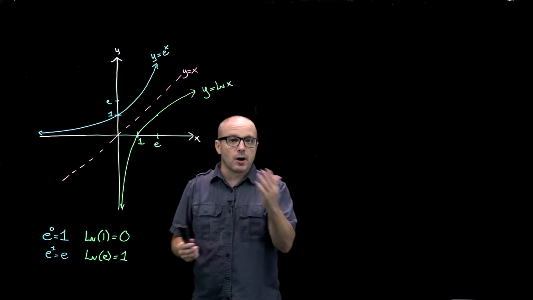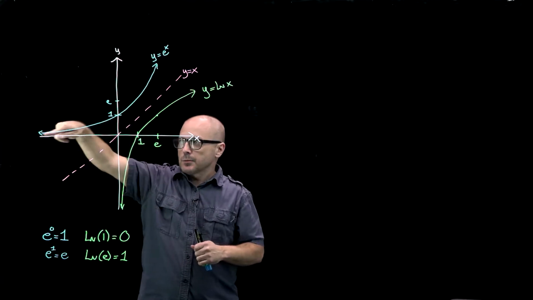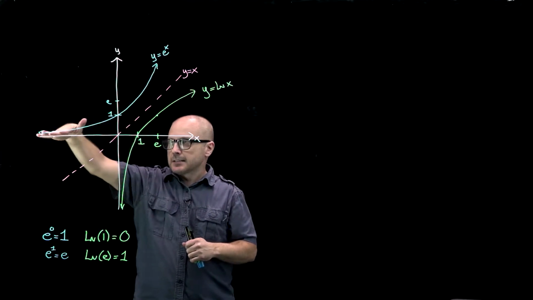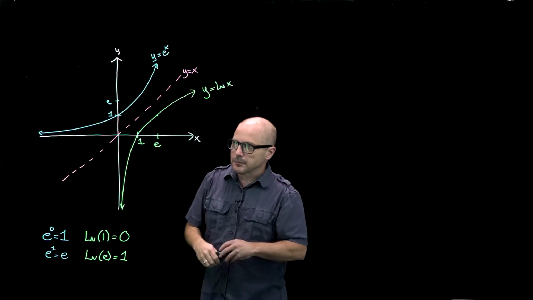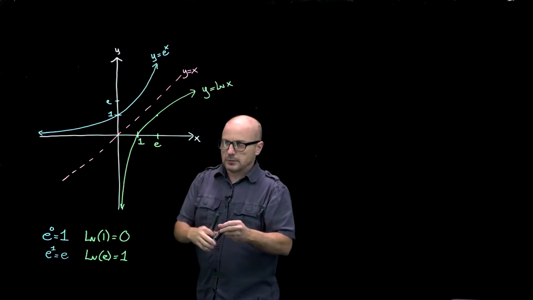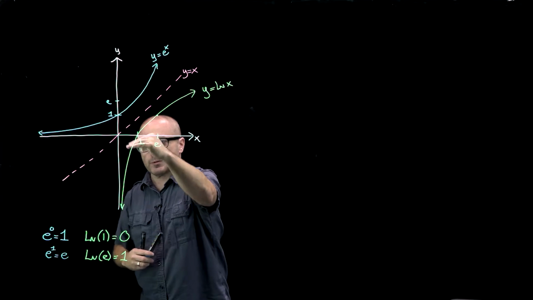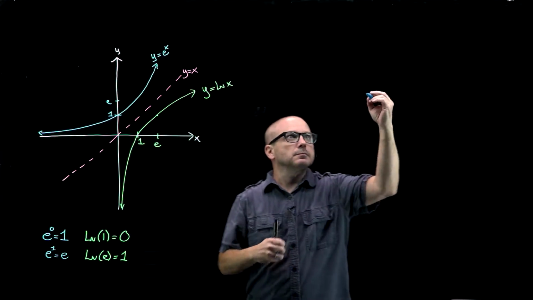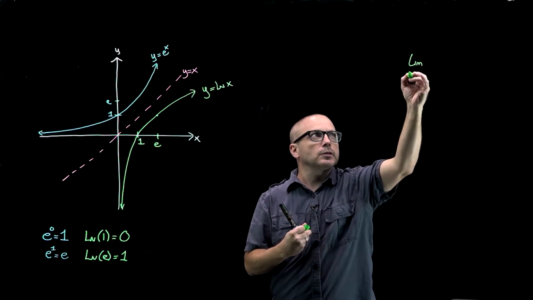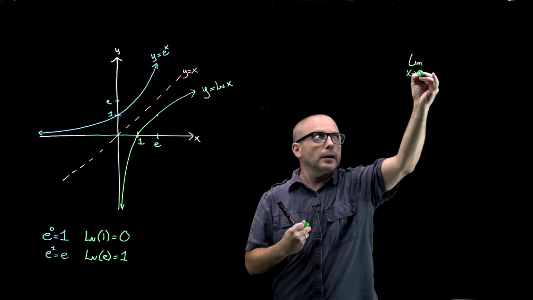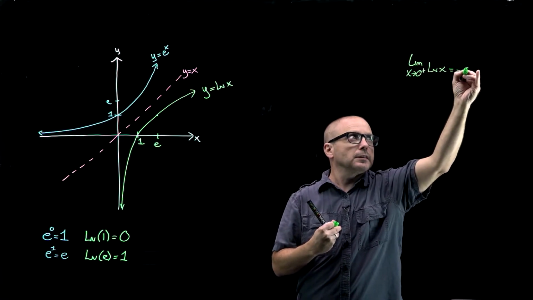What else can we say? Something we're interested in is long-run behavior. Like I mentioned previously, as we head out to negative infinity, e to the x is headed down to 0. So limit-wise, that means on natural log, as we approach 0 from the right, the limit is negative infinity.